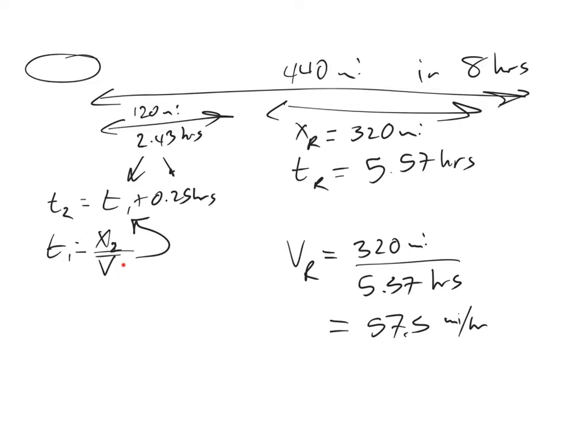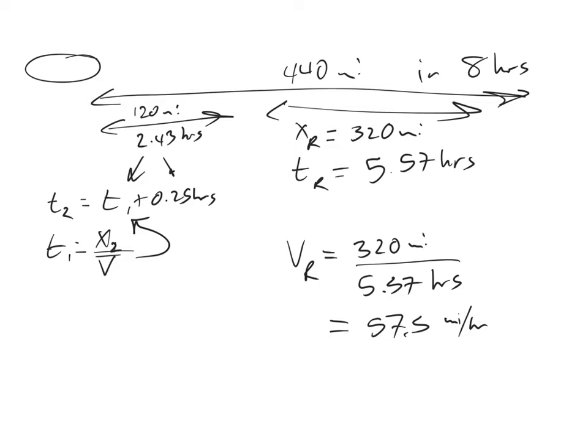Well, if I use V as x over t and solve it for t, I can take x2, which is 120 miles, divide it by the average velocity, which is normally 55 miles per hour, and then I will get my time that I should normally be there. When I add 0.25 hours, I get that it took us 2.43 hours to get to 120 miles.